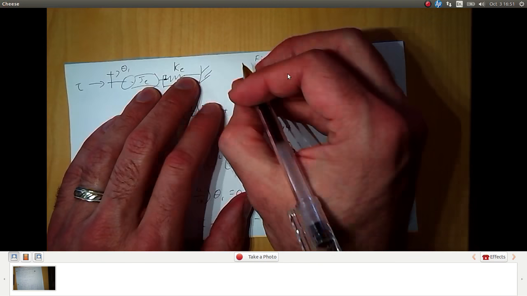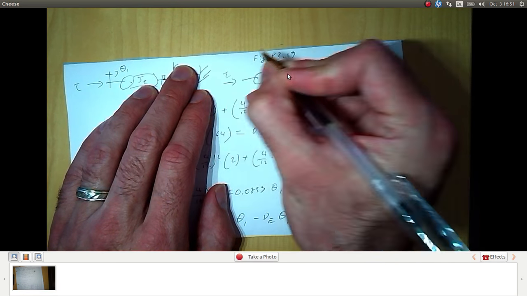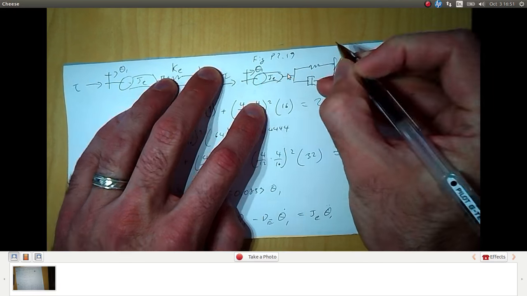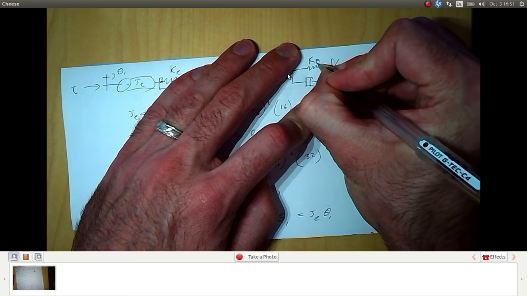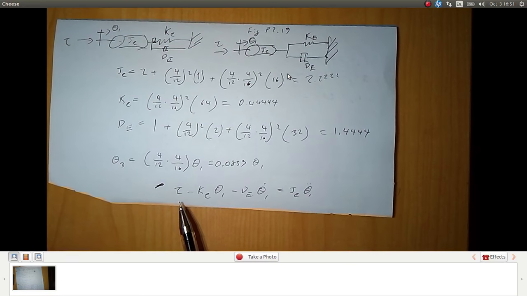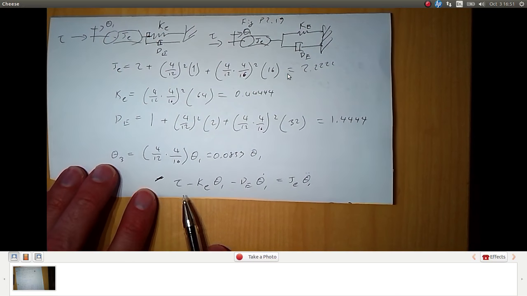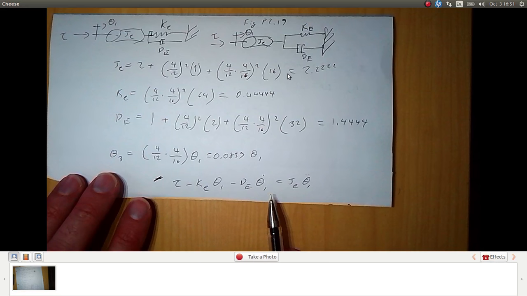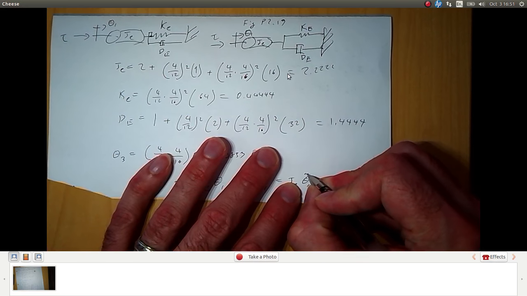And now we just write the equation of motion for this system, and that's given by this. Newton's second law applied to this rotational system: tau minus ke times theta 1 minus de times theta 1 dot is equal to je times theta 1 double dot.